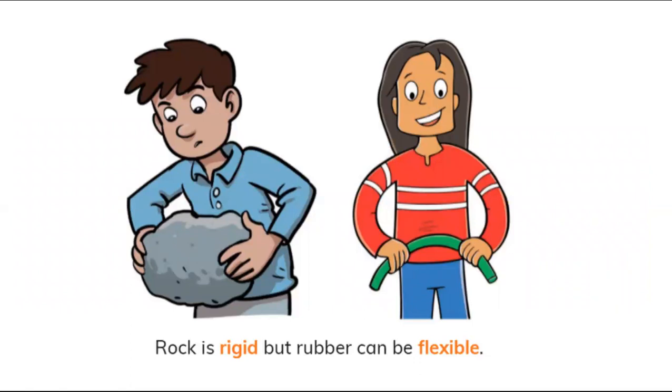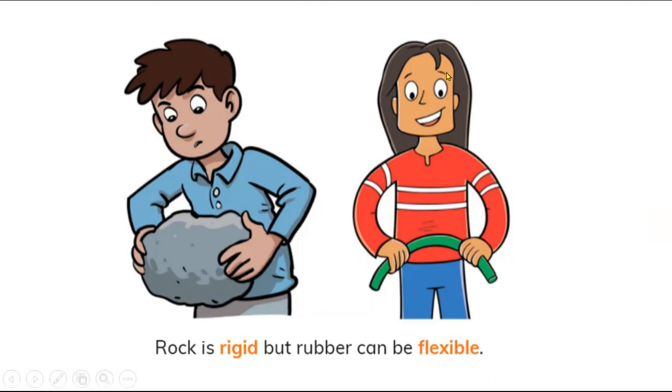So here guys, this boy is holding the rock. Can you see him? This boy is holding the rock, and rock is rigid. The rock is rigid. It is not soft, right? It is not light. So rock is rigid, means very, very strong. Even you cannot break it with your hands.